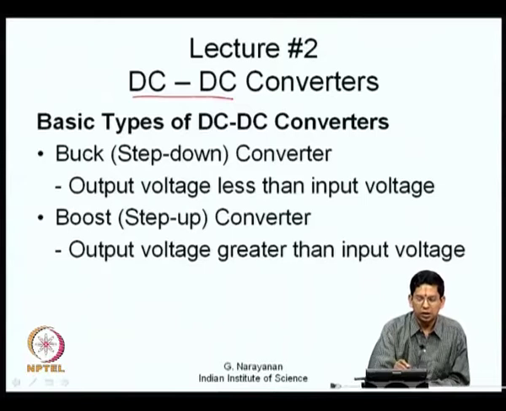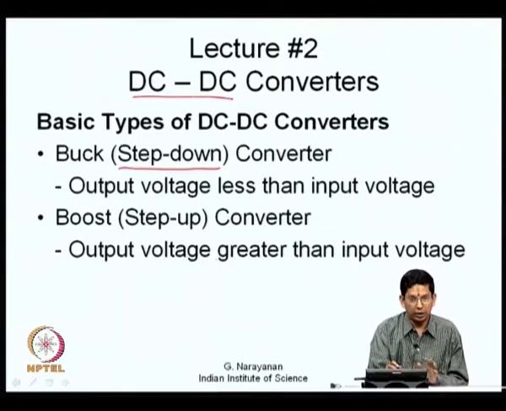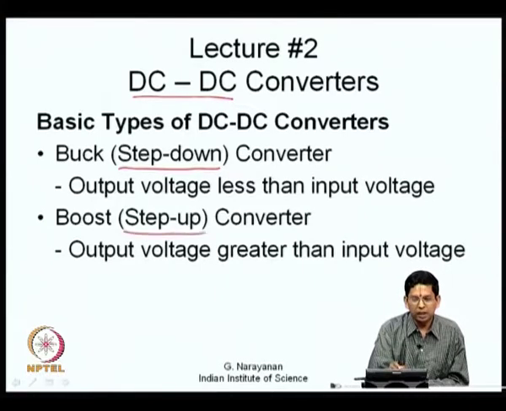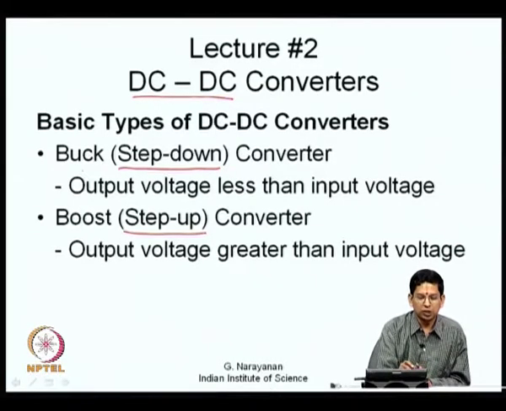You might want a step down, that is, you might have a higher DC input voltage, say 10 volts, and you might want a lower DC output voltage, say 5 volts. Or it could be the other way, you might have a 10 volt input and you might desire, let us say, a 15 volt output, and that is called step up or boost operation. Thus, essentially we have two basic types of DC to DC converters. One is called the buck converter, in which the output voltage is less than the input voltage, and the other one is called the boost converter, where the output voltage is greater than the input voltage.